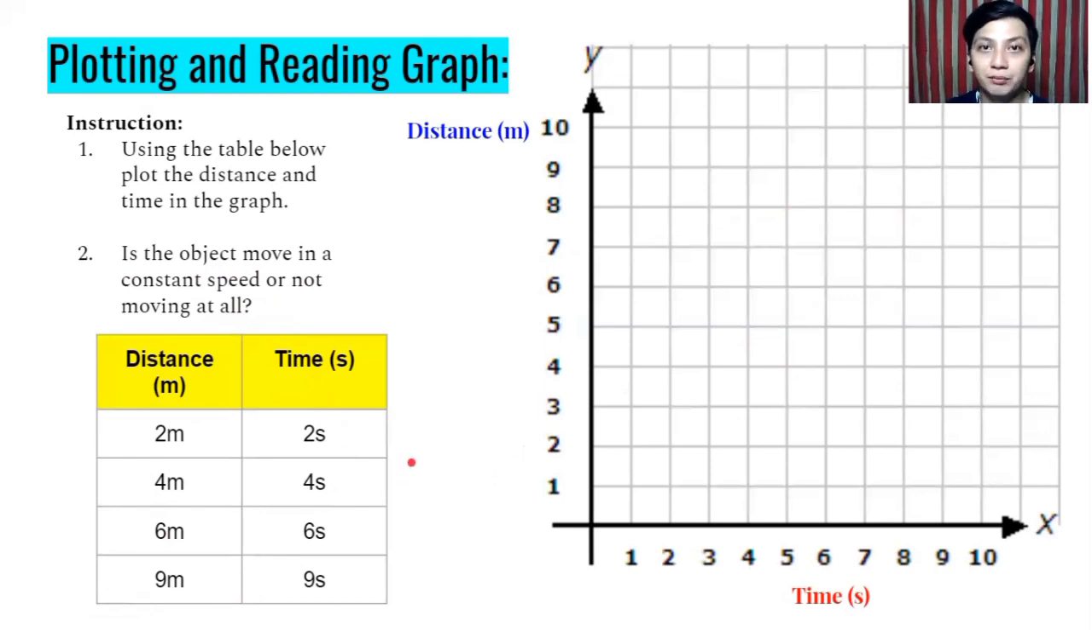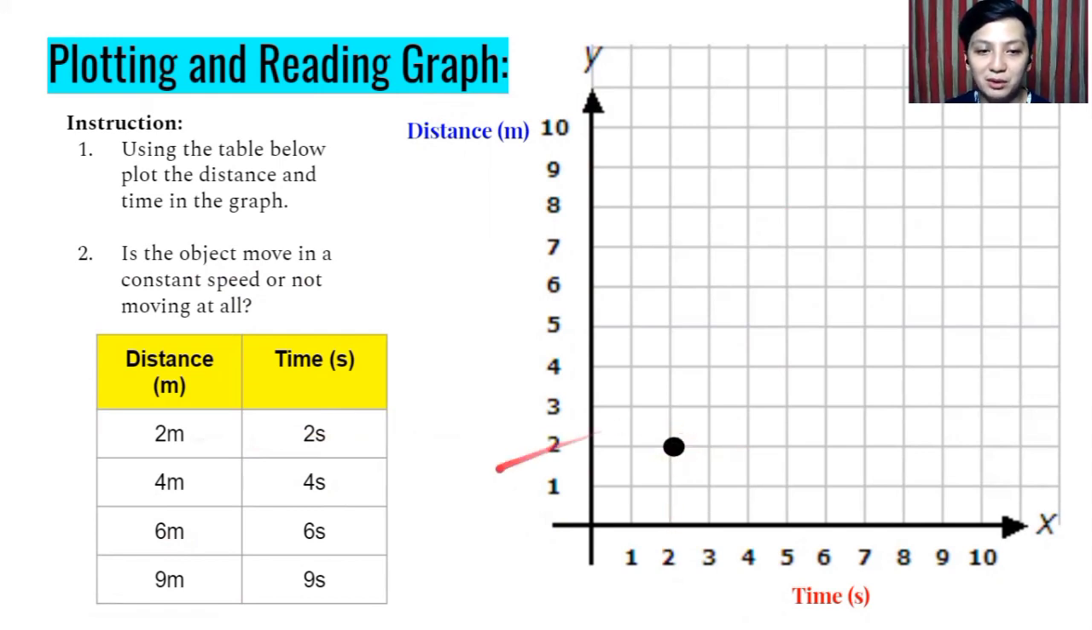So let us start to identify the x and y-axis. Distance in meters is the y-axis because it is the dependent variable. And in the x-axis, we have time because time is independent. Okay, so we have 2 meters, 4 meters, 6 meters, 9 meters, then 2 seconds, 4 seconds, 6 seconds, then 9 seconds. So if we are going to plot this one, 2 seconds, then 2 meters, this is what it looks like. There you go.